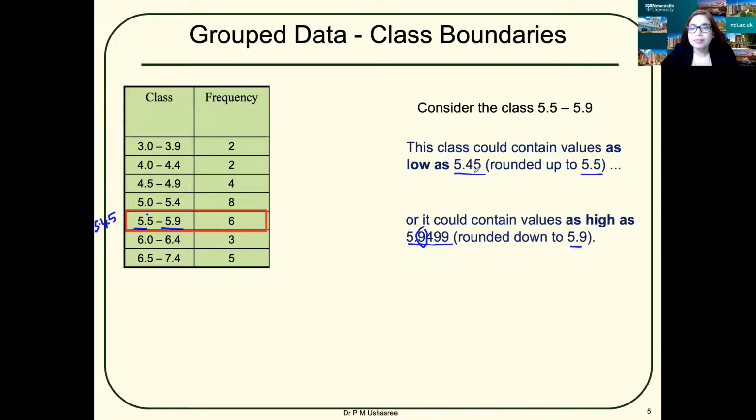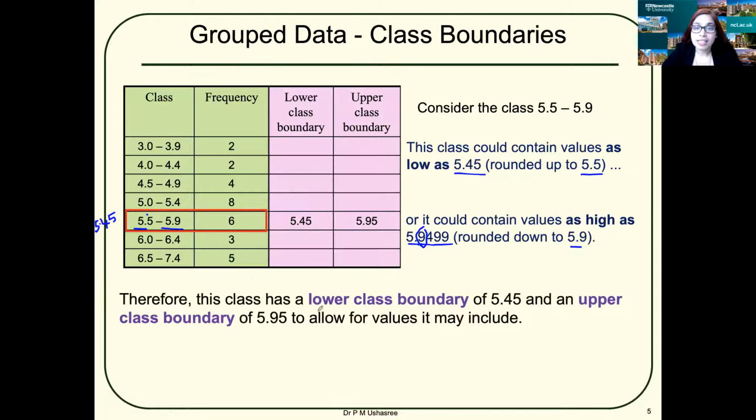So this class has a lower class boundary of 5.45, the lowest value it can take, and an upper class boundary of 5.95, the highest value it can take. That is how you create a class boundary. When you are given a class, you have to create a class boundary, and this is how you do it. Let's see the next one.